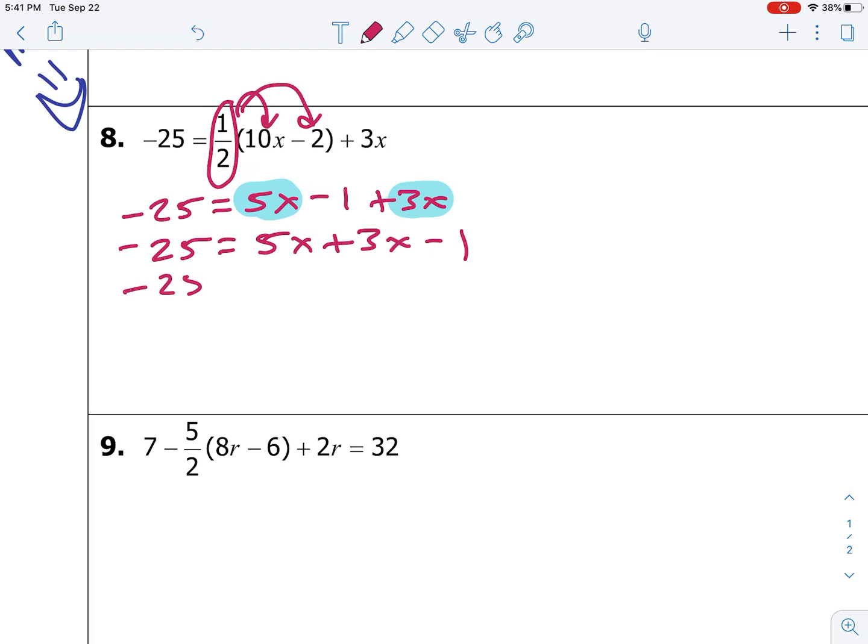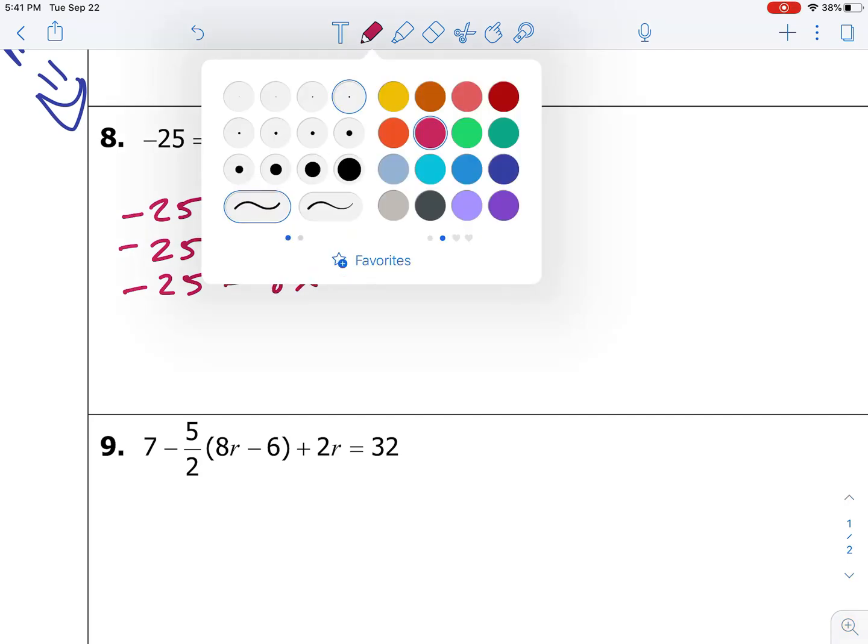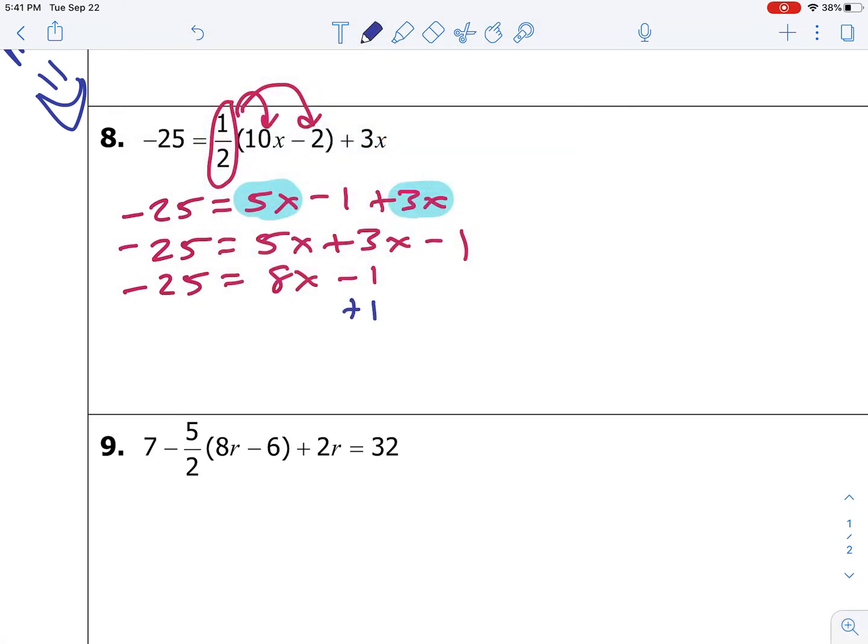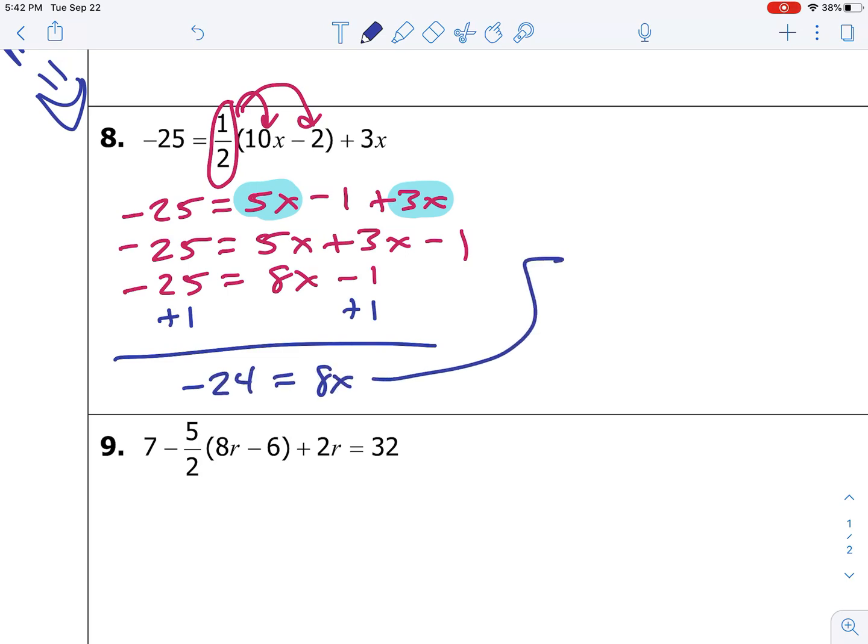So next step, combine like terms. 5x plus 3x is what? 8x. And from here, after we've combined like terms, it's time to solve. What do we do first? We add 1 to both sides first. What is negative 25 plus 1? Negative 24. Our last step is to divide both sides by 8.